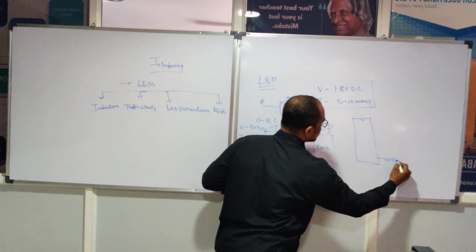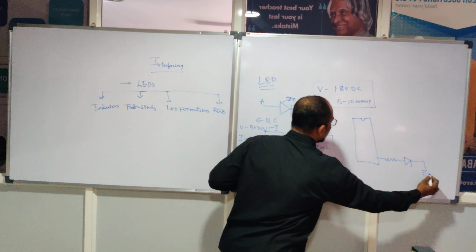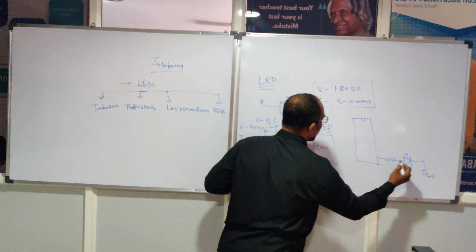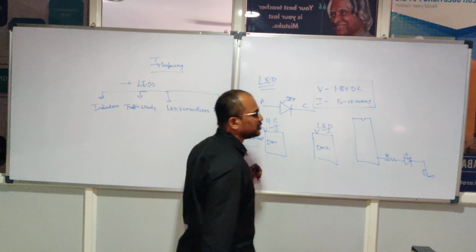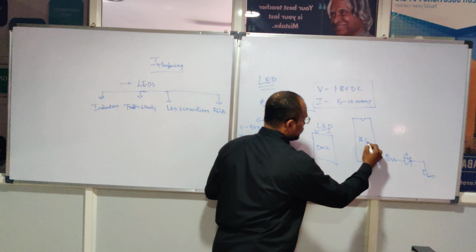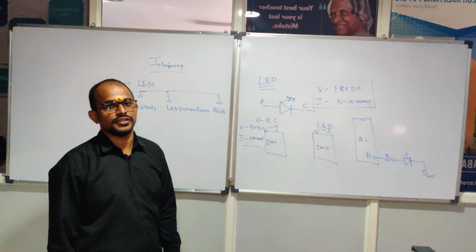So why do you need this resistance? This is very clear, because of high current and voltage. To protect your LED from high voltage and high current, you need a resistor compulsorily. That is the only reason you connect one resistor in series with the LED.